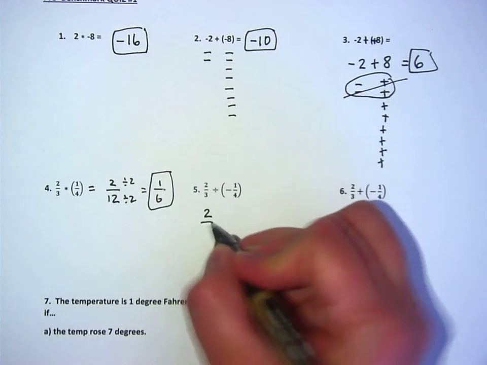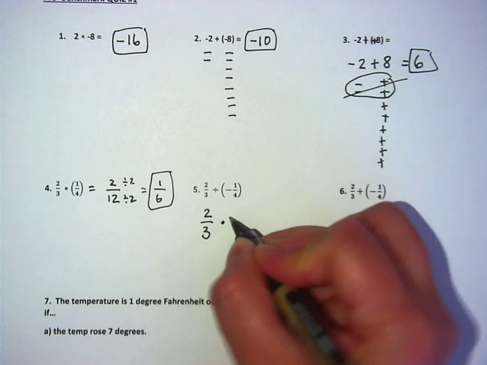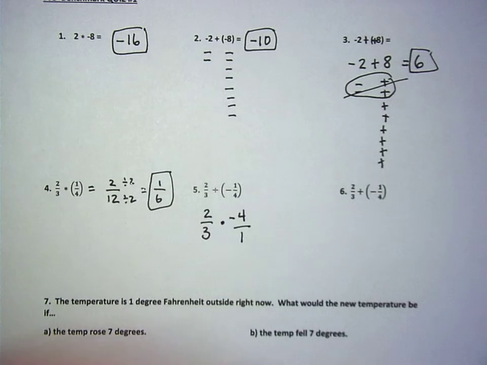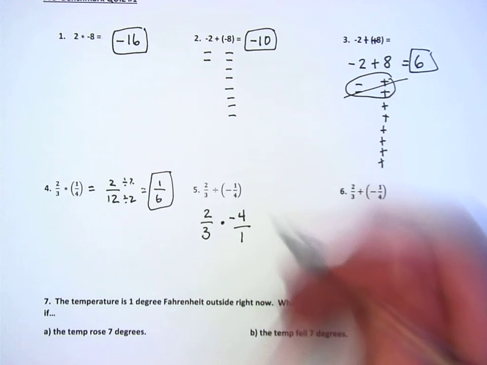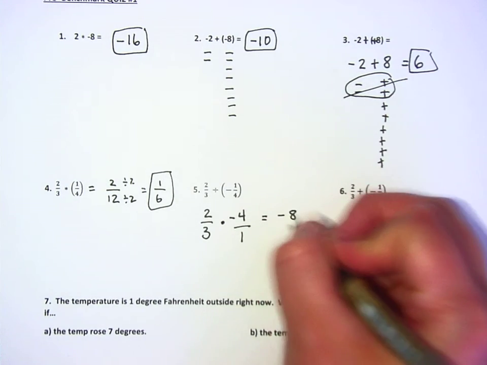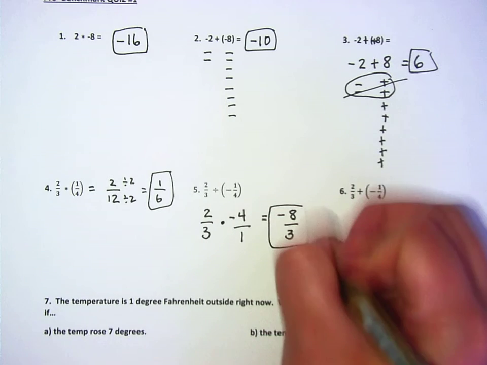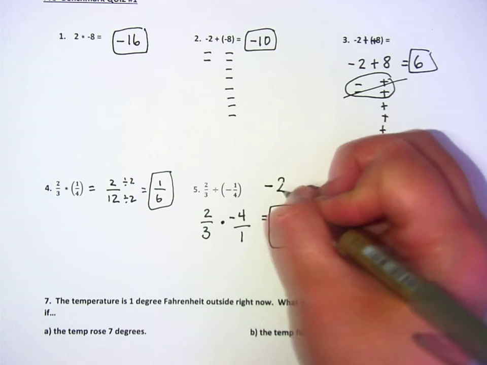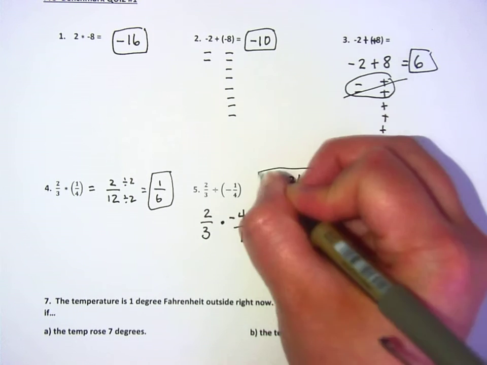All right. Dividing fractions. I'm going to take 2/3. I'm going to change it to a times. And then flip the second fraction, which gives me negative 8/3, which is a totally cool answer, or you could say that's negative 2 2/3. Both of those are good.